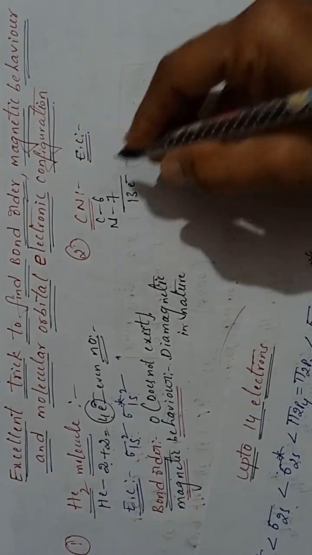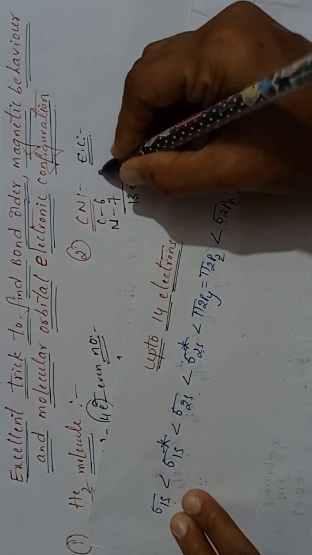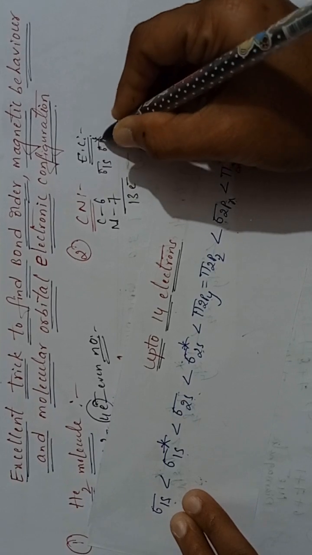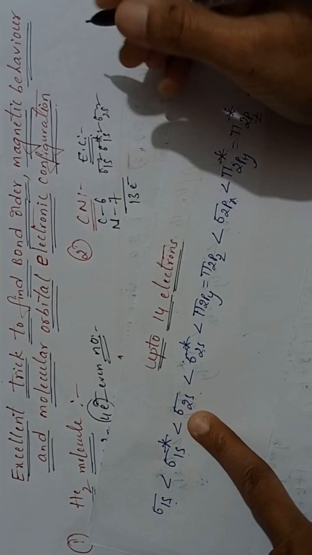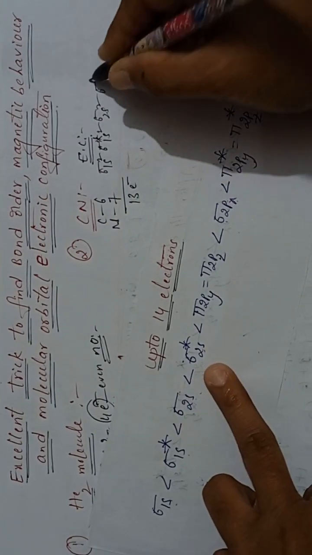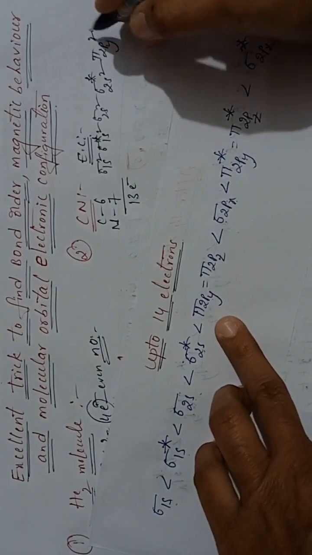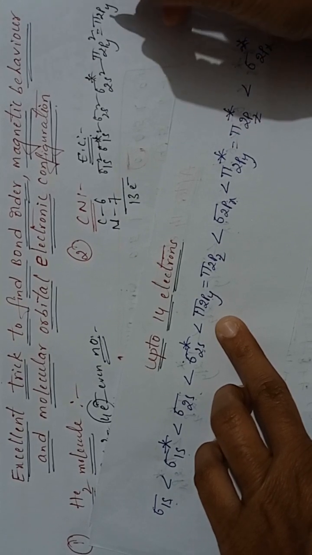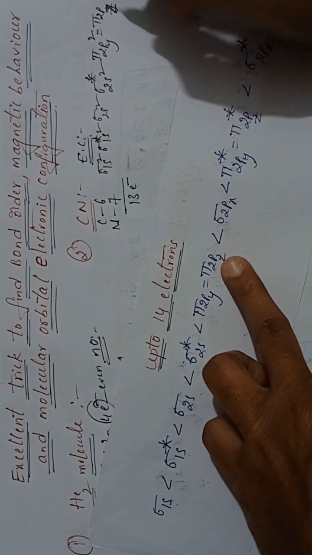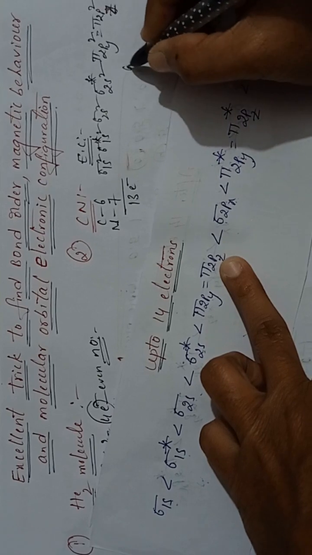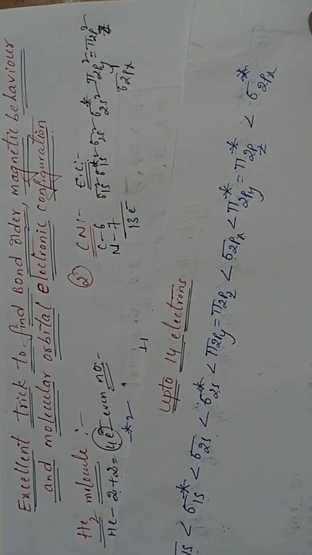Clear? So how to write? See here, students, how to write this by using this order. Sigma 1s2, sigma star 1s2, next sigma 2s2, correct? Sigma 2s2, next sigma star 2s2, next pi 2py2, which is equal to pi 2py, pi 2pz, and then sigma 2px1. Clear? So this is the electronic configuration, students.